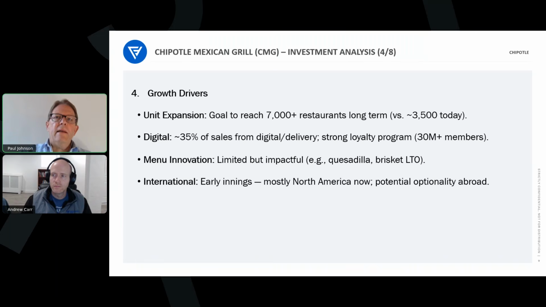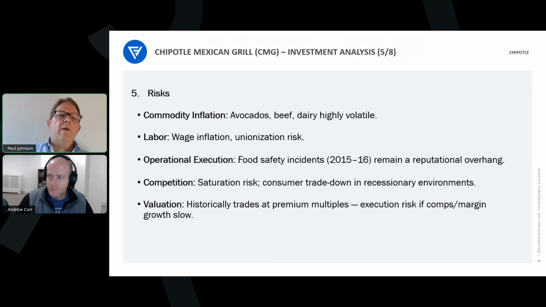Mostly North America, great. They're almost exclusively North America. But this one, again, not perfect, but it's not going to hurt you. All right, great. All right, risk, commodity inflation. All right, that's good to know. Avocados, we went through a period where avocados were expensive. Beef, dairy, highly volatile. All right, it's good to know.